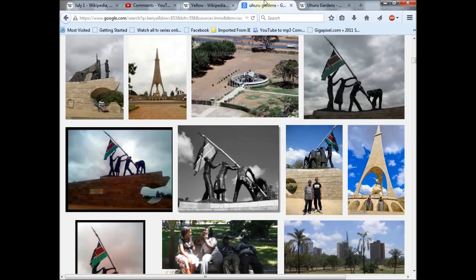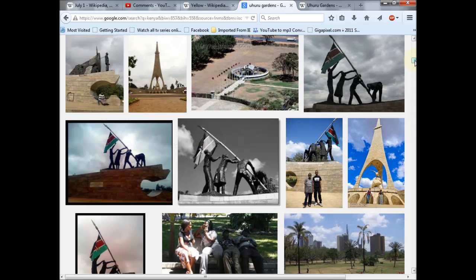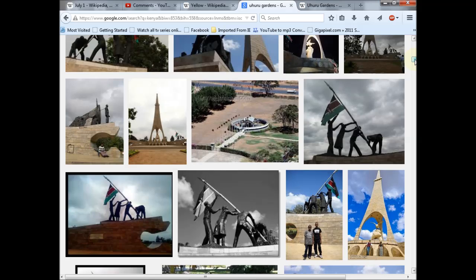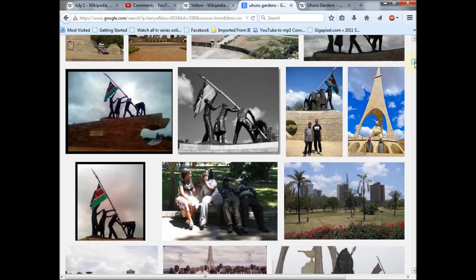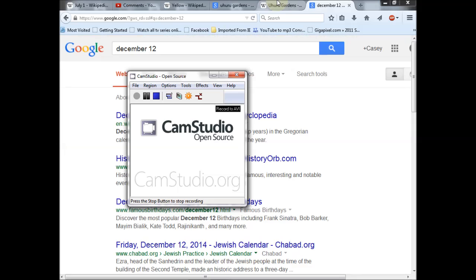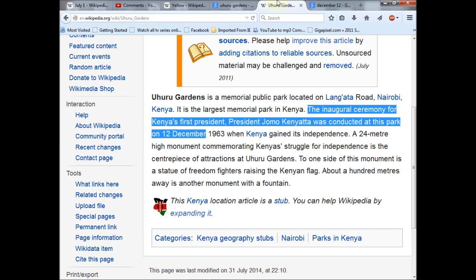And on the Google Doodle, you saw the American flag. And here at the Uhuru Gardens, you see the symbolic raising of the flag. The same symbolic raising of the flag that we see in the American memorial, with the grayed out figures, the same grayed out figures in the background of the Google Doodle. And this is simply unbelievable. The final nail in the coffin, you guys.